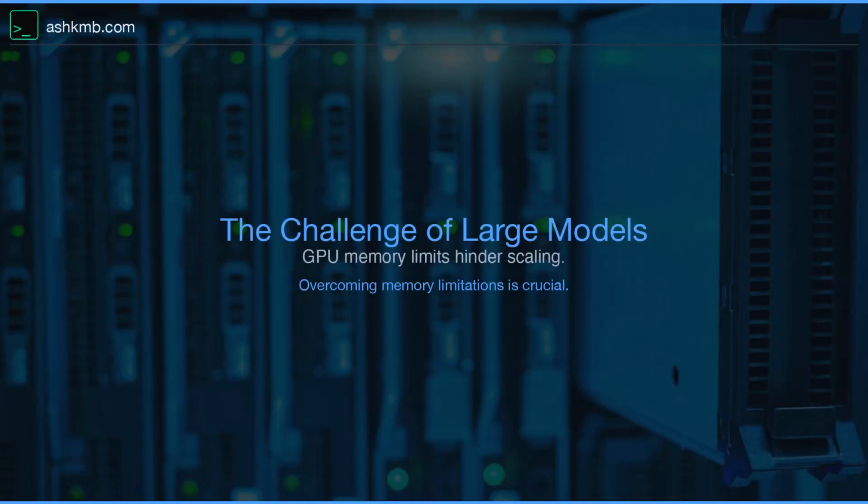Training large neural networks is a daunting task due to immense GPU memory requirements. As model architectures grow deeper and more complex, traditional single GPU solutions are insufficient. The stakes are high, as better models promise significant improvements in tasks like natural language processing. So how do we scale our training for these giant models?